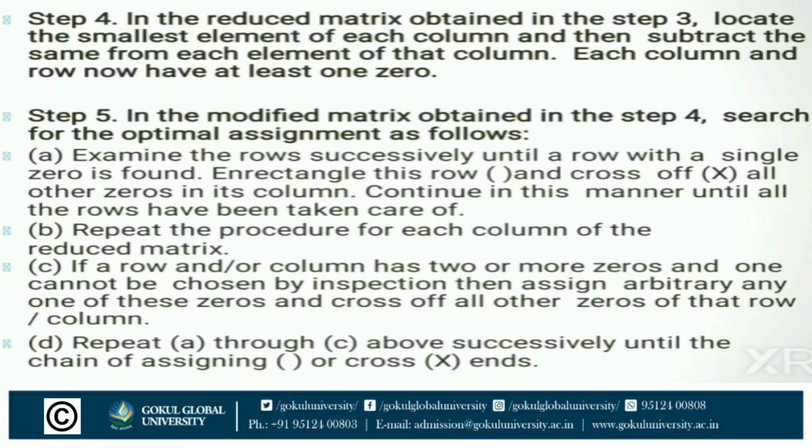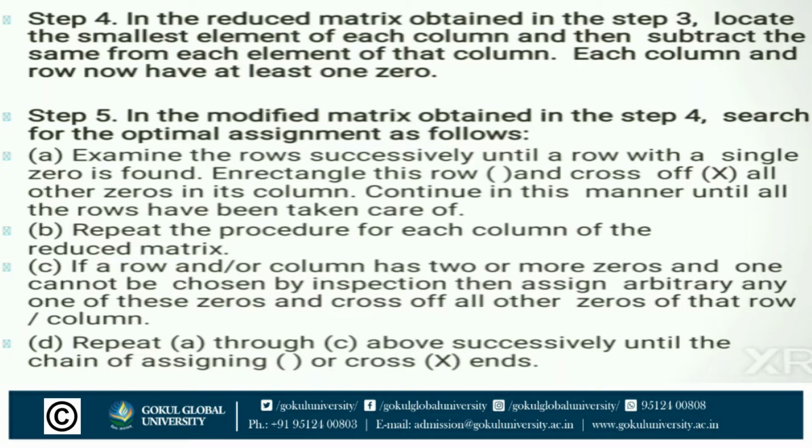Step 4: in the reduced matrix obtained in step 3, locate the smallest element of each column and subtract it from each element of that column. The same process is used for rows and columns. Each column and row now has at least one zero. So we apply steps 3 and 4 by subtracting the minimum element from each row and each column.